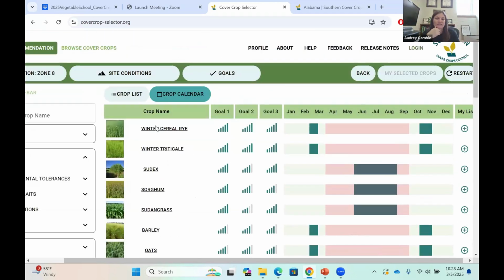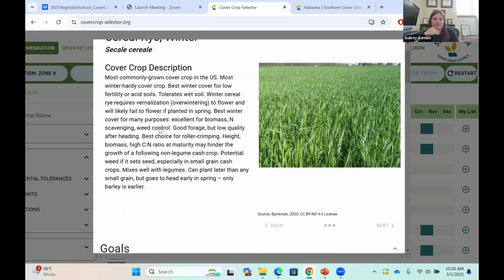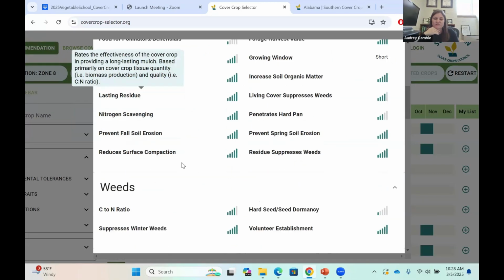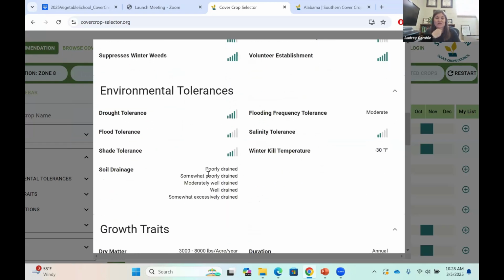If you click on specific cover crops, it'll give you a description of the cover, an idea of how they perform in terms of different cover crop goals. It'll give you an idea of the carbon and nitrogen ratio. This can be really important for having a long lasting residue. If we have a high carbon and nitrogen ratio in something like rye, that residue is not going to break down very quickly. That's why it's good for suppressing winter weeds.